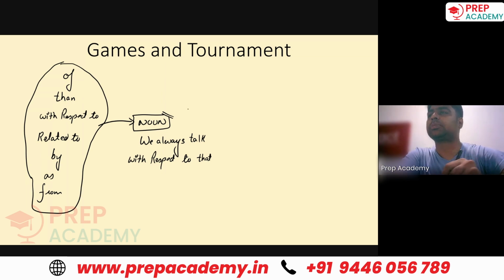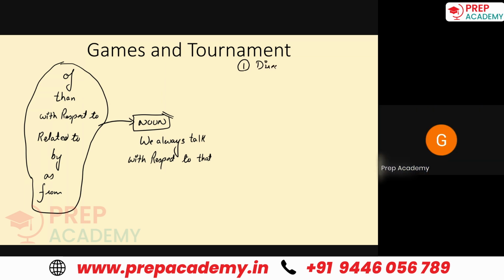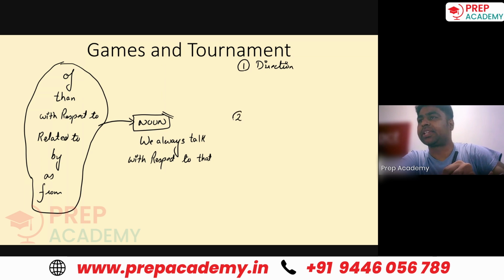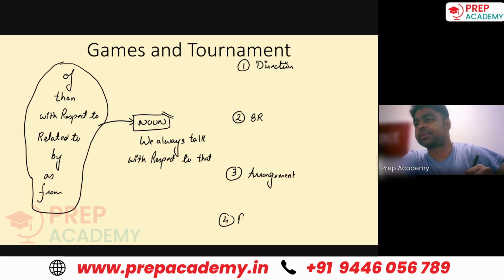What do you mean by noun? Name of a person, place, animal, or thing. Very good. So this concept is used in the concept of direction sense. It is used in the concept of blood relation. It will be used in the concept of arrangements. Even it would be used in the concept of percentages. How? Different chapters, different meaning of this particular concept.